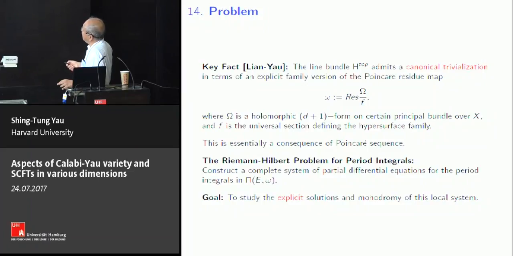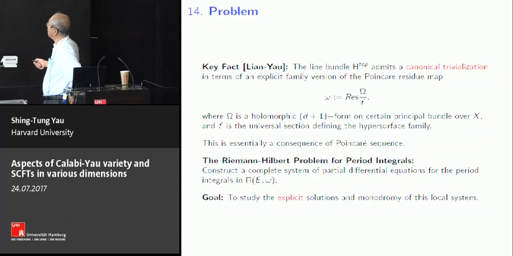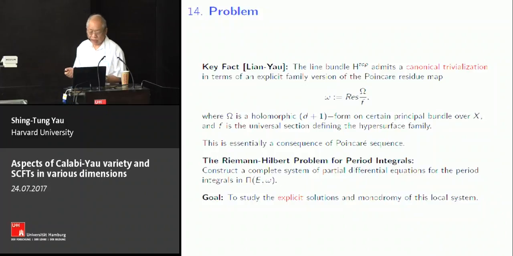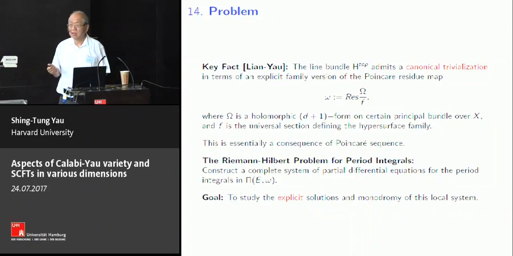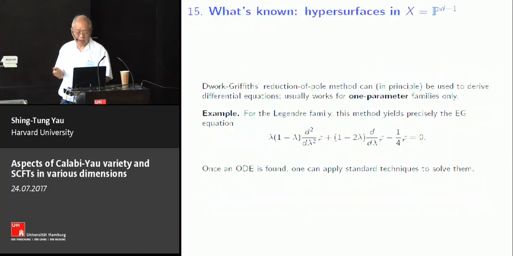So the Riemann-Hilbert problem for the period integral is to construct a complete system of holomorphic partial differential equations to solve the period integral. We would like to study the explicit solutions and the monodromy of this local system. That was the point of this part of the research. So we want to understand them, and by complete we mean that the solutions should be exactly the period integrals. First of all, the period integral has to satisfy this system of equations, and vice versa, the solutions should give rise to those periods.